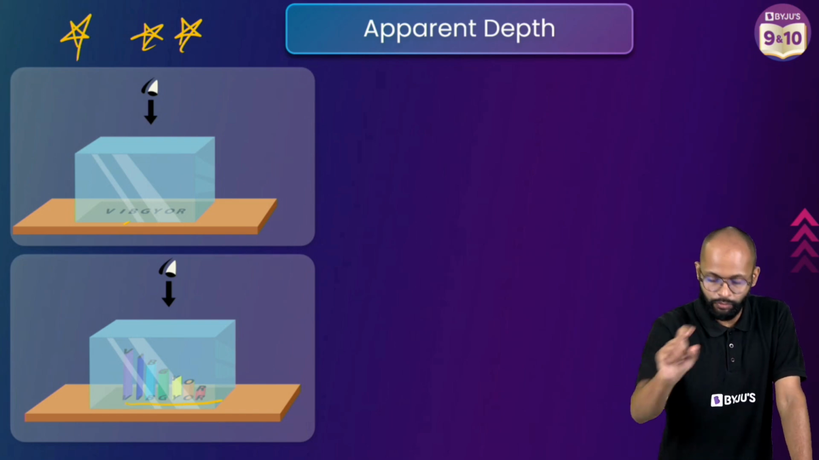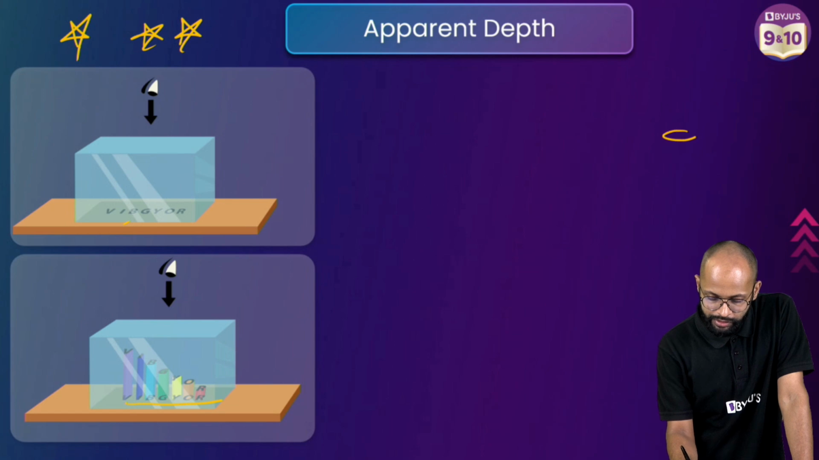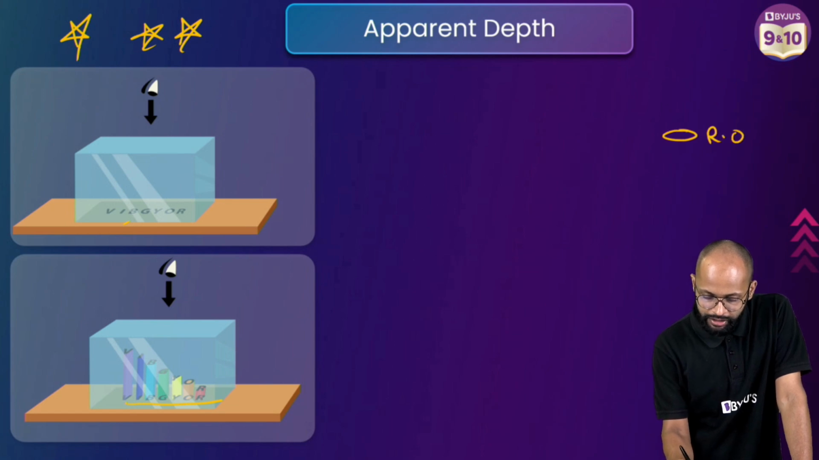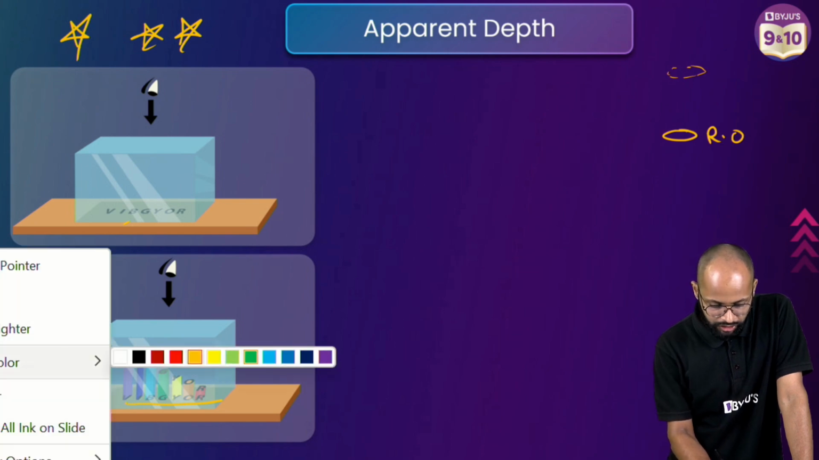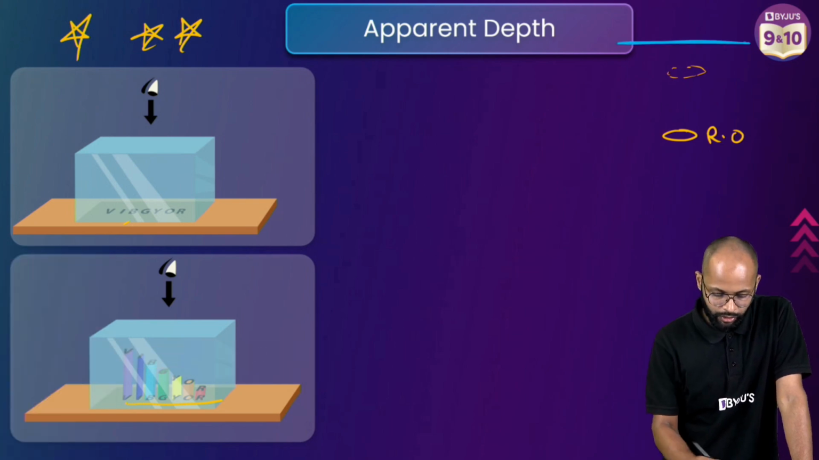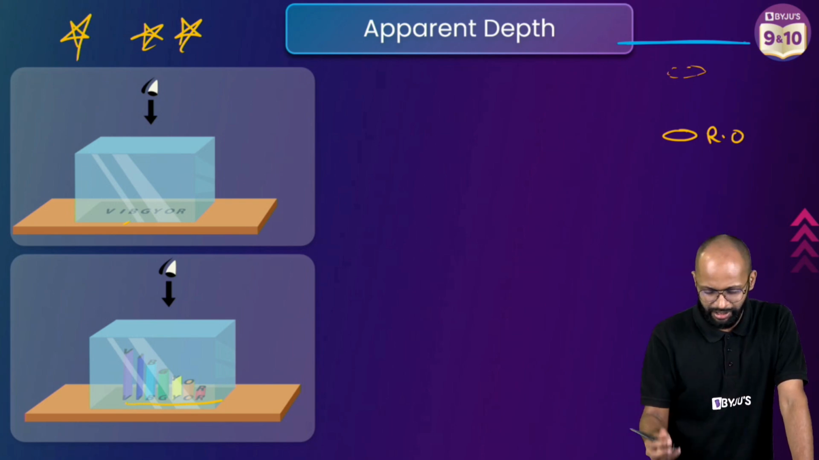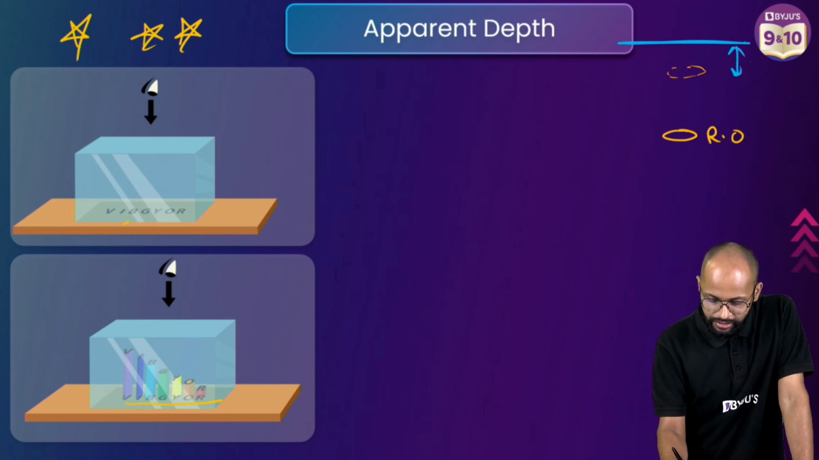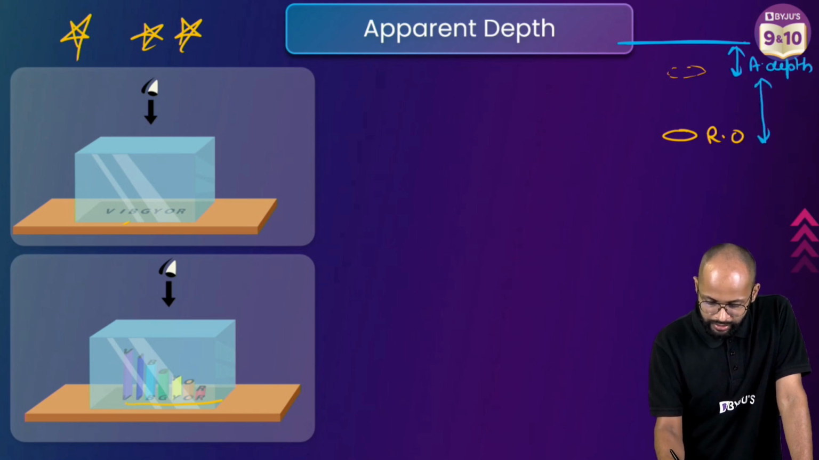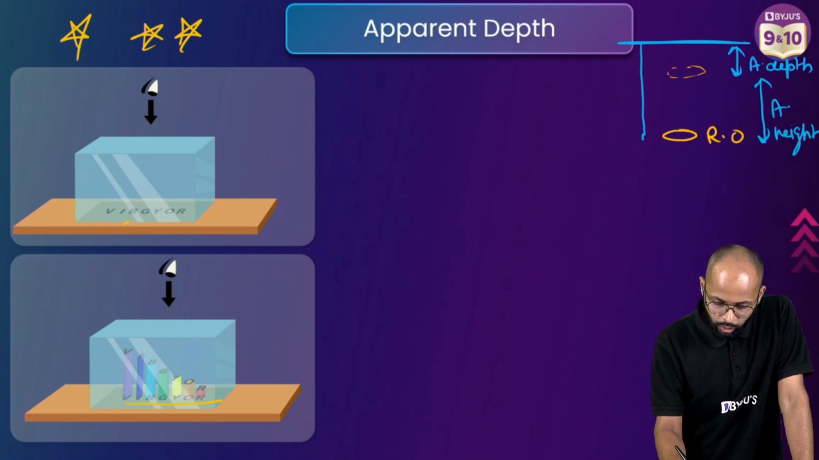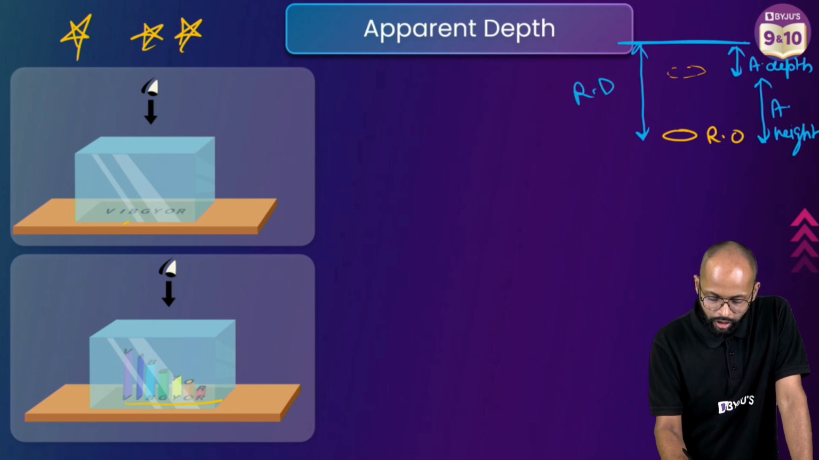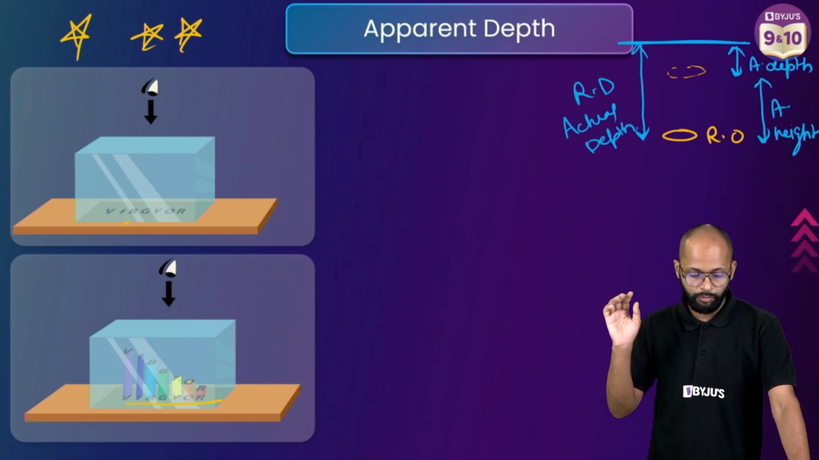Apparent height. What is apparent height? I hope now all of you understand. This is my real object. This is my apparent object, and this here is my surface of water, or let's say any liquid or any medium. Okay. This is apparent depth, this is apparent height, and this total distance is real depth or actual depth. Okay, don't be confused.